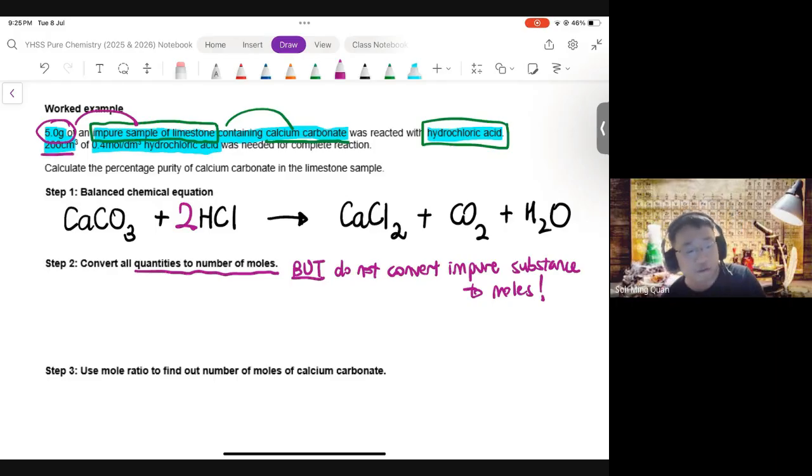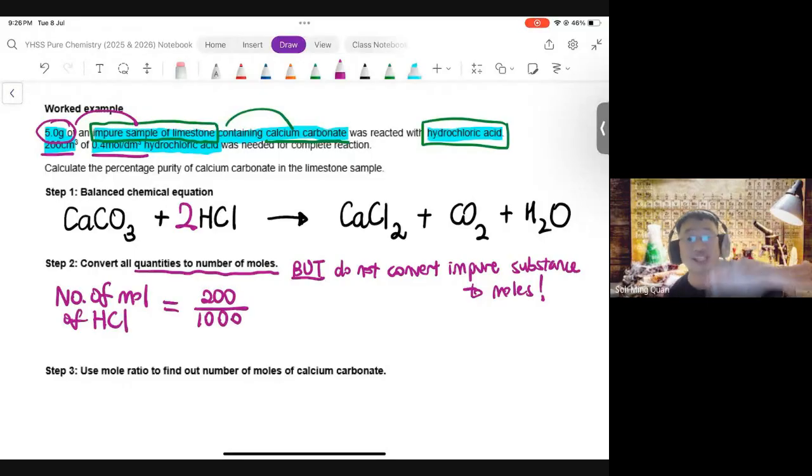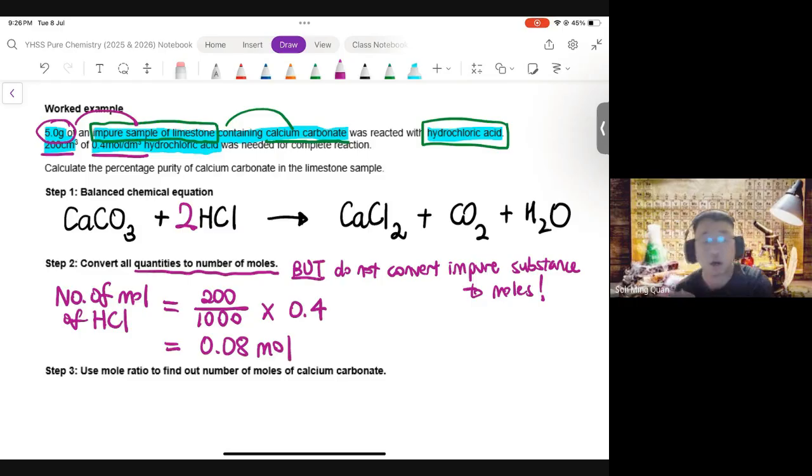We are instead going to convert the 200 cm³ and the 0.4 moles per dm³ to mole. So the idea is we will convert what we know. The 5 grams, we don't know whether it's calcium carbonate or calcium carbonate with some other impurity. So the 5 grams, don't touch. Touch the 200 cm³. First step, convert cm³ to dm³ by dividing by 1000. So that gives you the volume. And then times the concentration. And this will give me 0.08 moles of HCl.